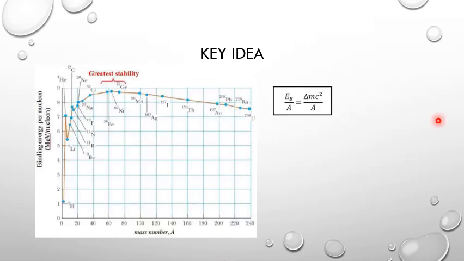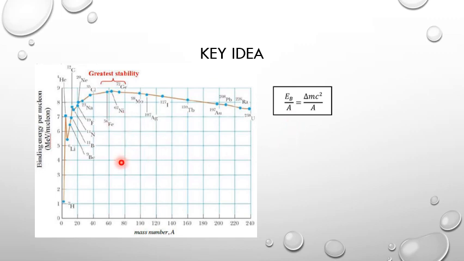Next, how are we going to tell whether a nucleus is stable or not? Then we have to refer to this graph. In this graph, we have the y-axis, binding energy per nucleon, and the x-axis, mass number. Now the value of binding energy per nucleon, which is EB over A, tells us whether a nucleus is stable or not. If the value is larger, then it is more stable. If the value is smaller, then it is less stable.